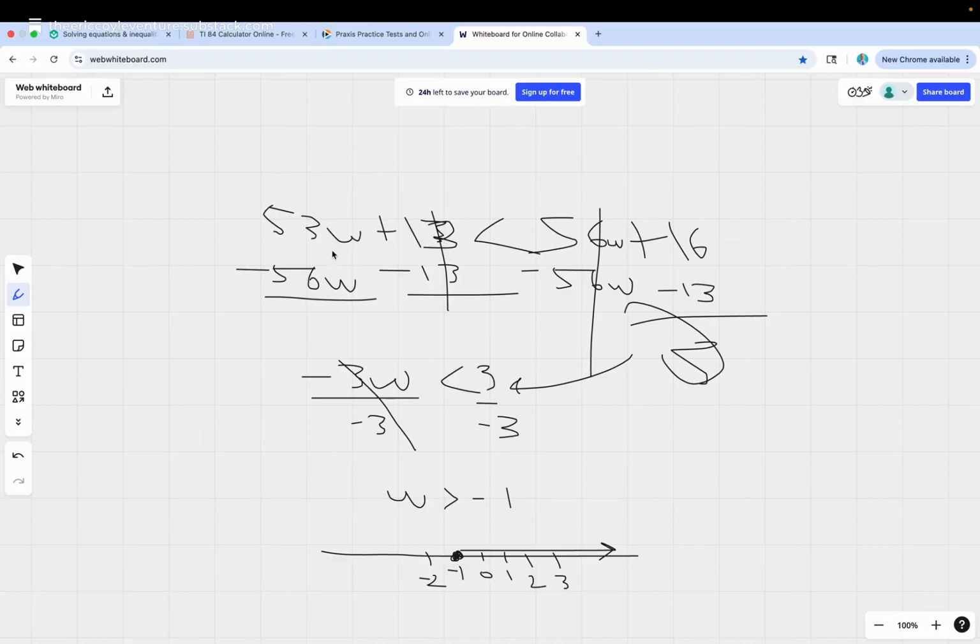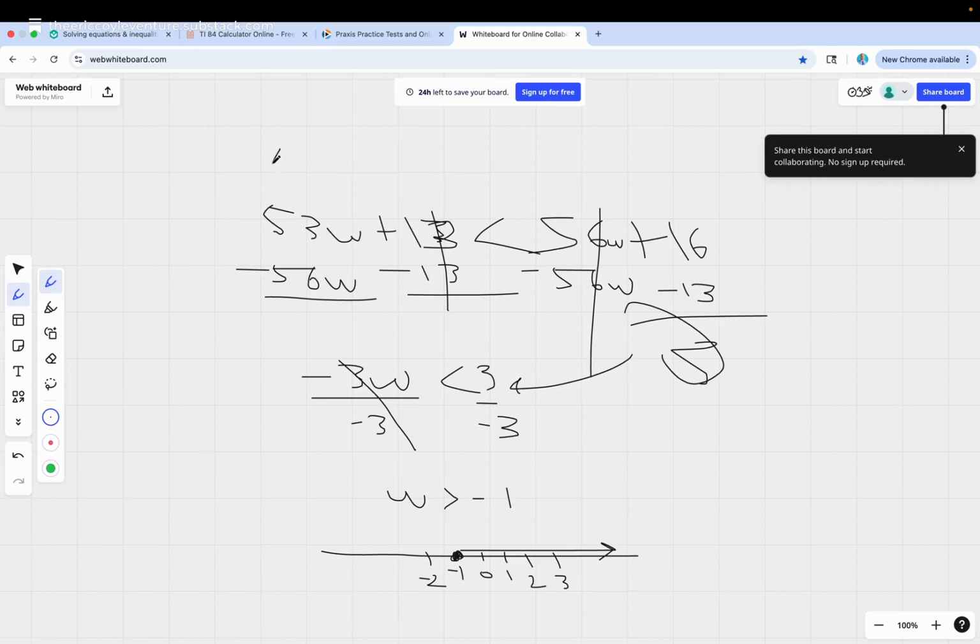So 53, let's go back here and double check this. 53 plus 13 basically is what you're looking at, because the W would be a 1. All right, so 53 plus 13, and that's going to be 66. So for this equation to be right, 66 should be less than this. I will have 56 plus 16. And I think we're good to go there. 72. So that's pretty good. So anything greater, I could put a -1 in there, should still all work out.